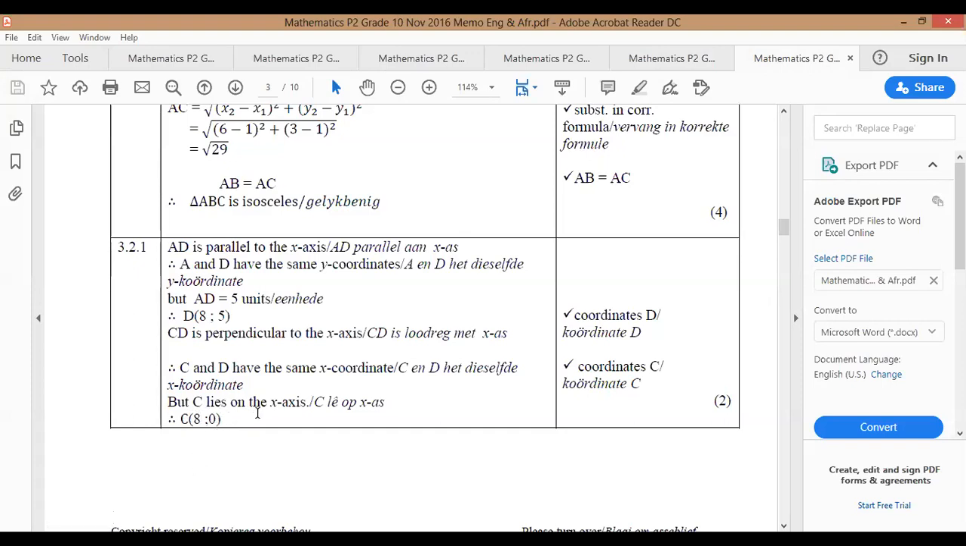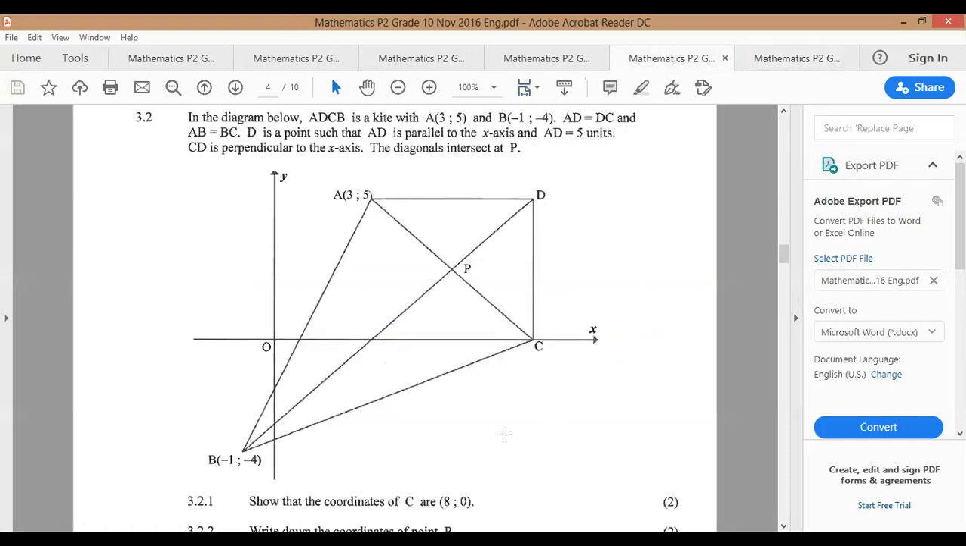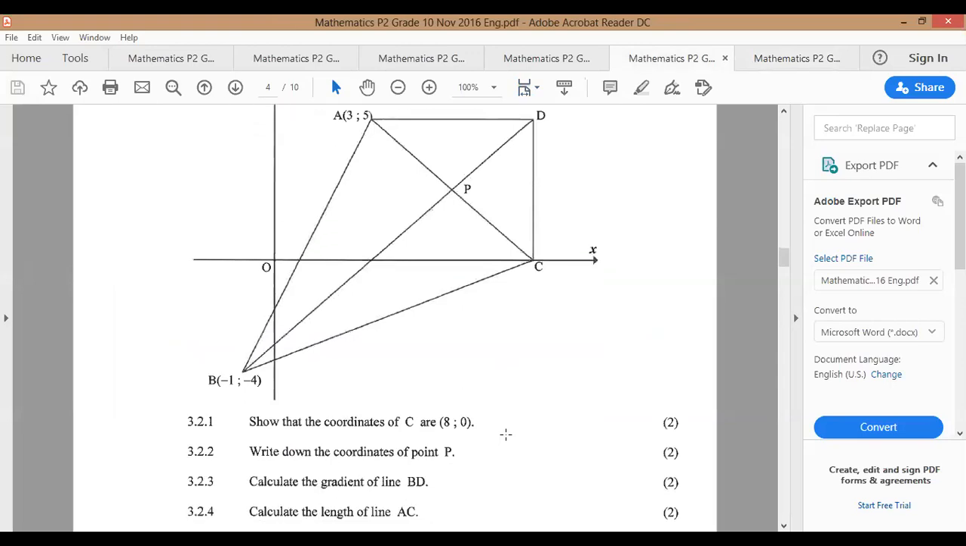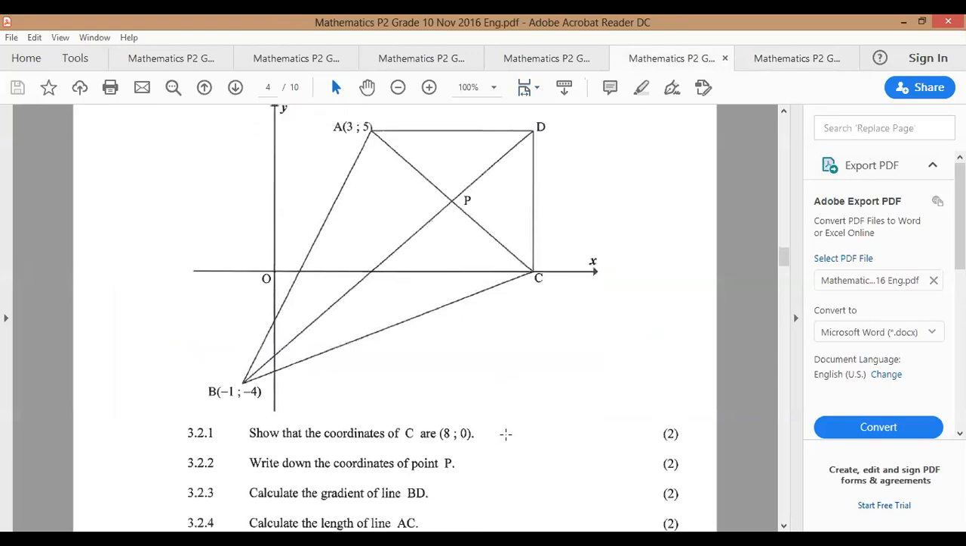Because now we know that point C is lying on the x-axis, meaning your y will always be 0. If a point is lying on the x-axis, your y is always 0, right? If your point is lying on the y-axis, your x is always 0. I hope you know that by now, guys, right? Then now, if we look at the second question, it says to you, write down the coordinates of P.